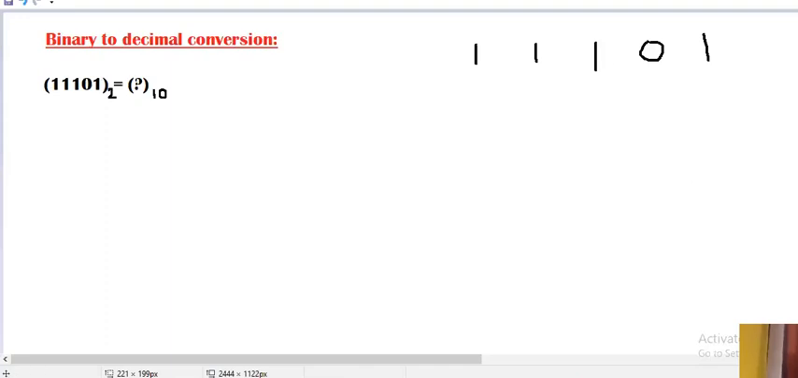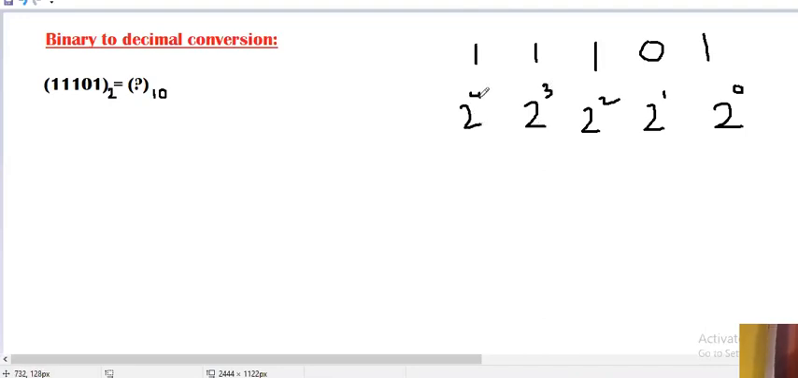So now we will write 2 to the power 0, 2 to the power 1, 2 to the power 2, 2 to the power 3, and 2 to the power 4. Clarity is important. Make sure that you are writing each power of 2 below its digit. So this part is below this digit. Okay, so the calculation will become easy.